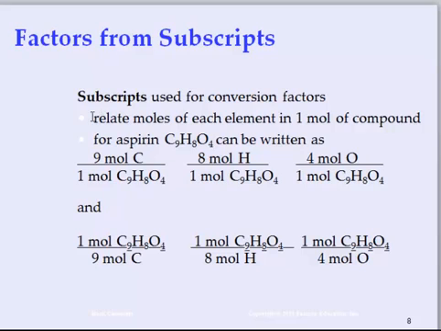Now, subscripts we have learned are used for conversion factors. So if you want to say the relationship of the number of carbons per formula, you can express that. For example, here's the formula of aspirin. Aspirin is C9H8O4. So notice I've taken a relationship of 9 moles of carbon for every 1 mole of aspirin, 8 moles of hydrogen for every 1 mole of aspirin, 4 moles of oxygen for 1 mole of aspirin. Or you can do it the other way.